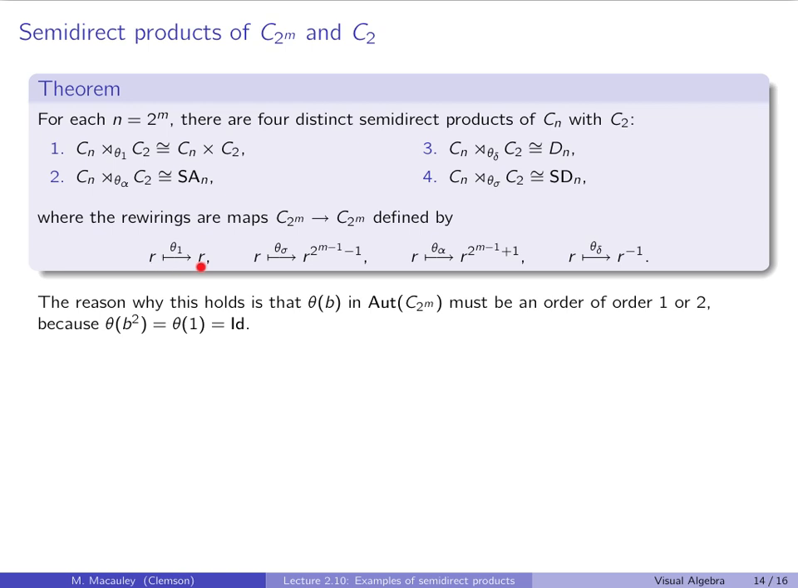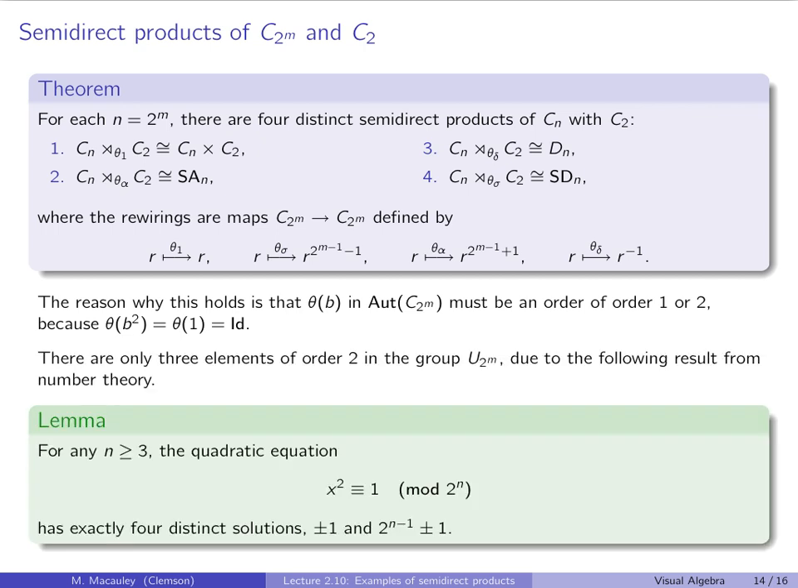So the identity rewiring has order 1, but the others, if you do them twice, you get back to where you started because of the property of rewirings that phi of b squared is phi of 1, which is the identity. In other words, if you have the identity node and you have b, and you stick phi in here, then you have to stick phi squared in there, which has to be the identity.